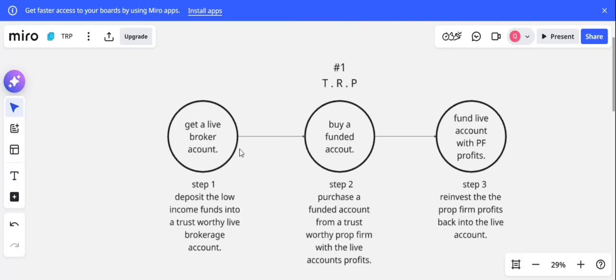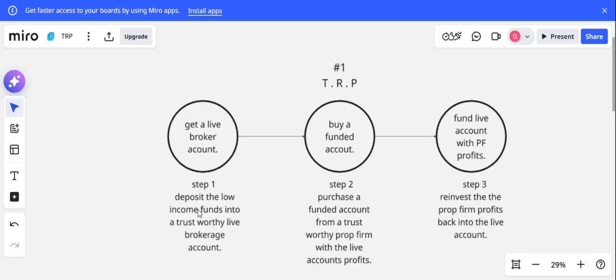Get a live broker account, buy a funded account, fund live account with profits. Pretty simple, right? Deposit the low income funds. The reason why we start with the live account is because live broker accounts don't really require you to have a lot of money. Let's say, for example, you do not have as much as you want to buy the account that you want. So you go to a brokerage account, deposit that amount, make a certain amount, and then go here, buy that, and then from here you reinvest it there.